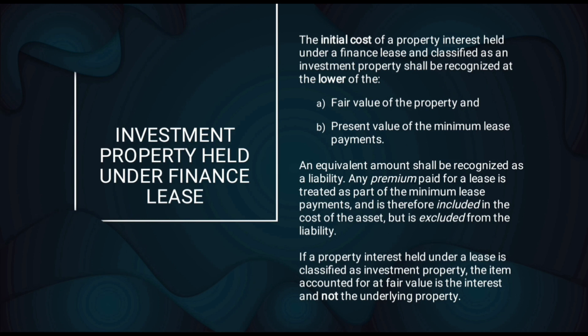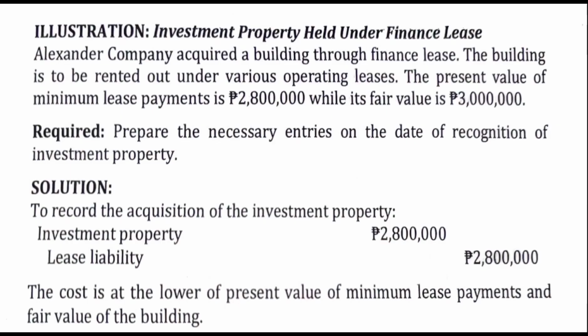If a property interest held under a finance lease is classified as investment property, the item accounted for at fair value is the interest and not the underlying property. So we have here an illustration of investment property held under a finance lease. Alexander Company acquired a building through finance lease. The building is to be rented out under various operating leases. The present value of minimum lease payments is 2,800,000 pesos, while its fair value is 3 million pesos. Required: prepare the necessary entries on the date of recognition of investment property.